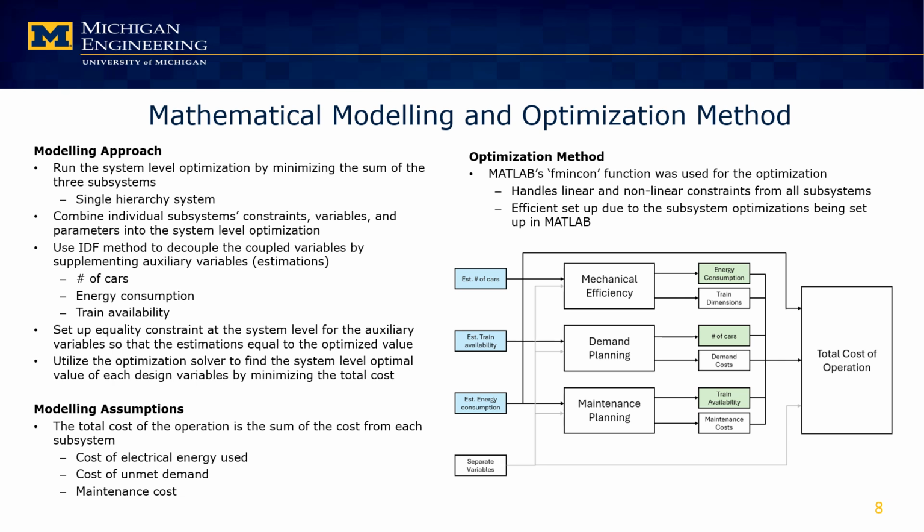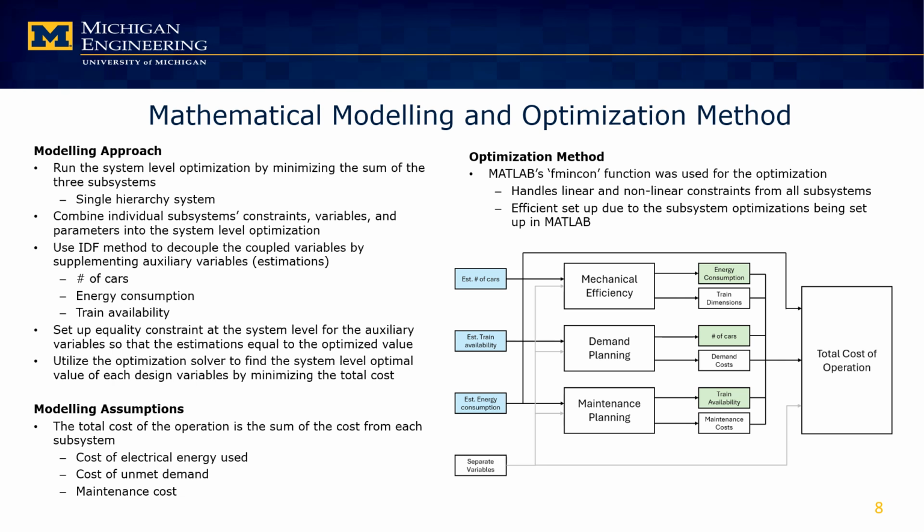Then we set up the additional equality constraint for the auxiliary constraint so that these estimations end up equaling the actual variable value. We assume that the total cost of operation for this train system is the sum of all 3 subsystems and that there are no other costs that need to be considered.